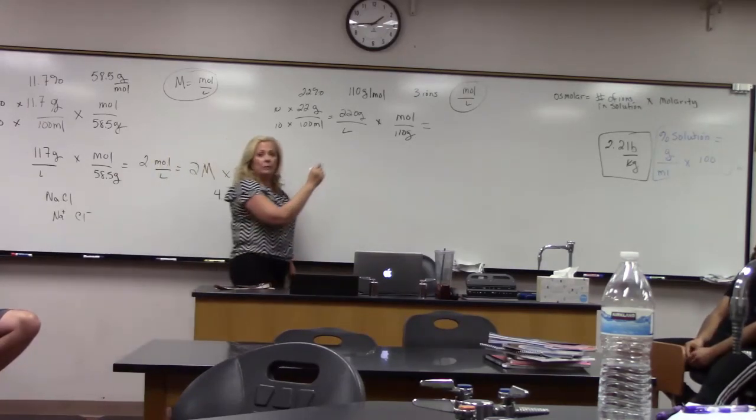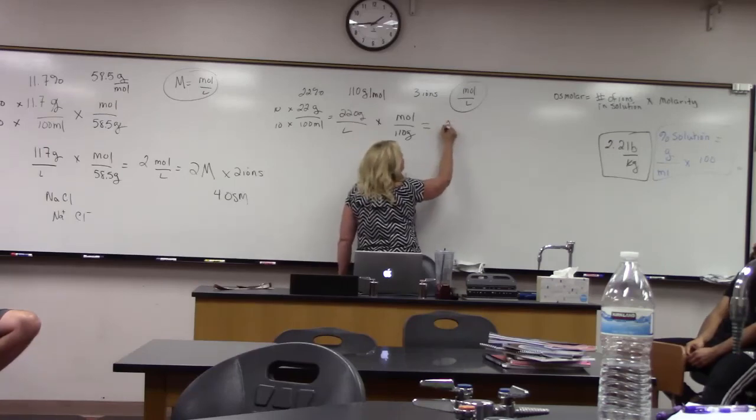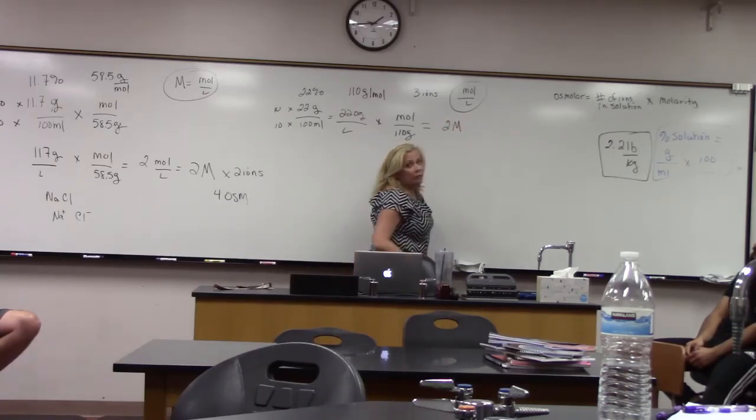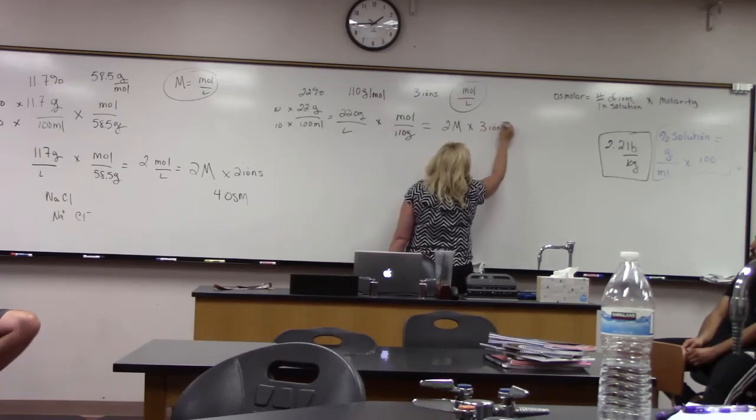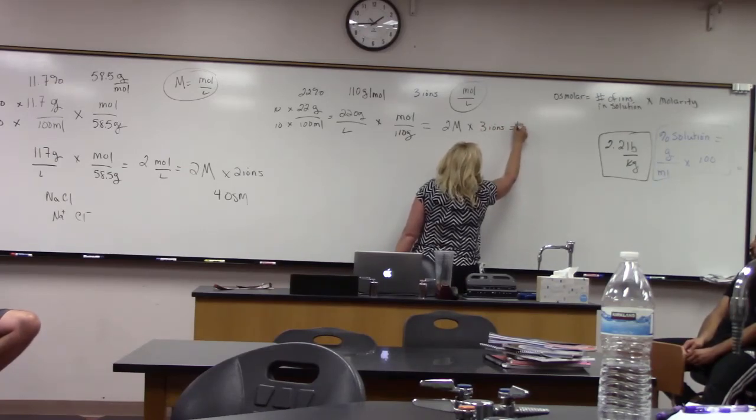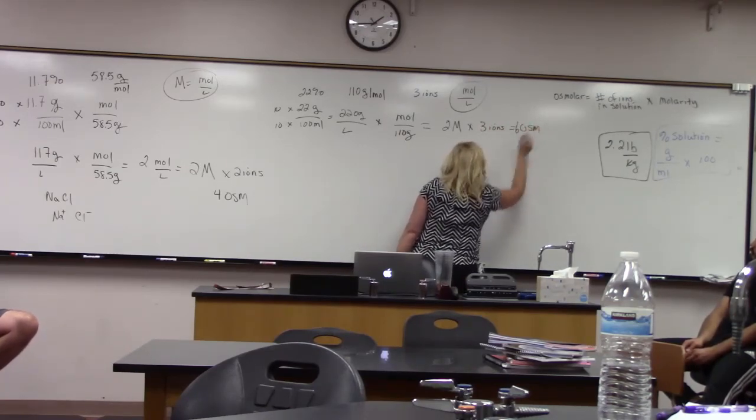And my moles per liter is what? 2. And I have 3 ions, so I multiply by my 3 ions. And I have an osmolarity of 6.